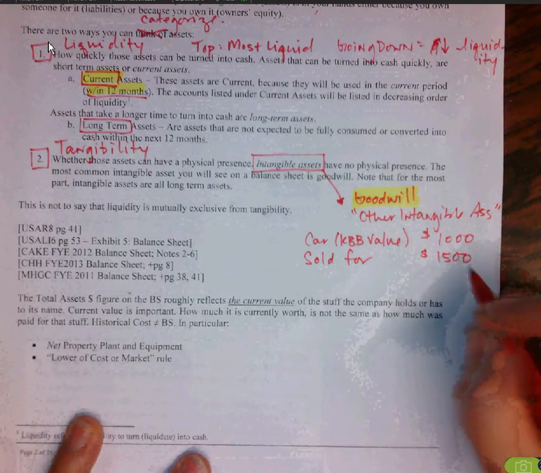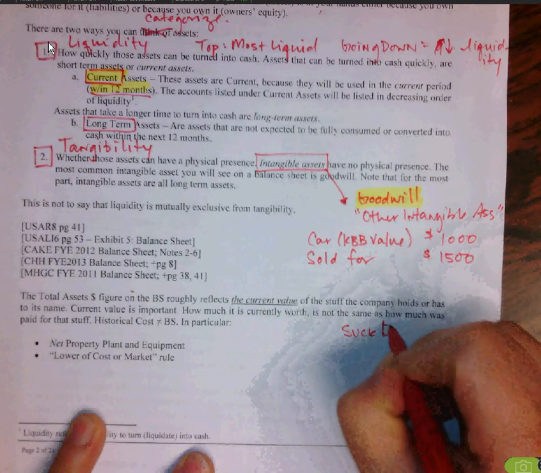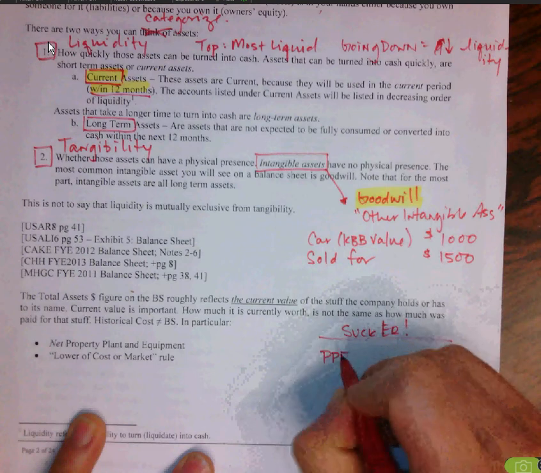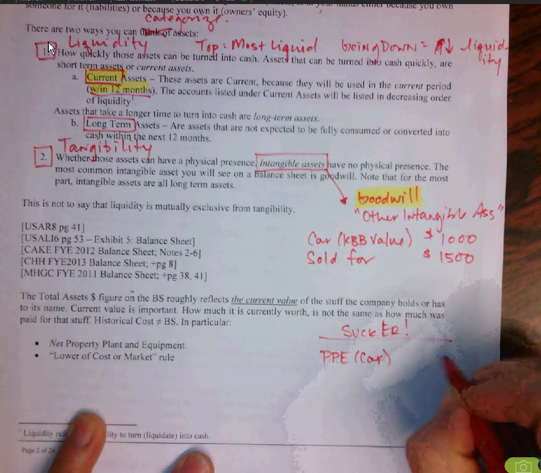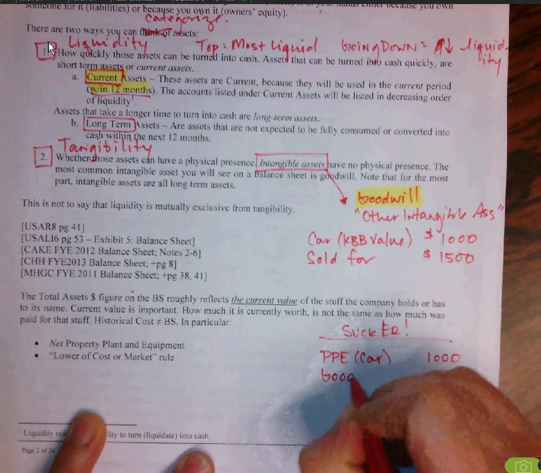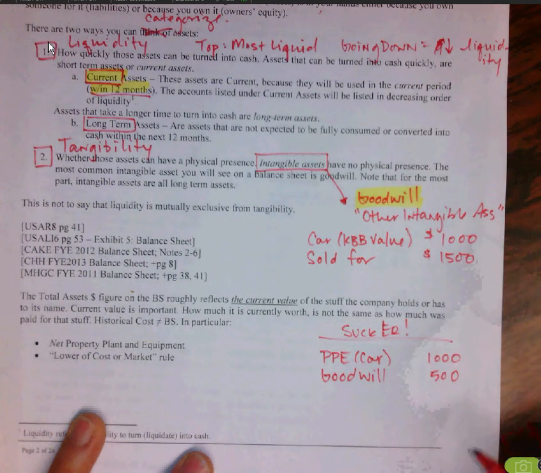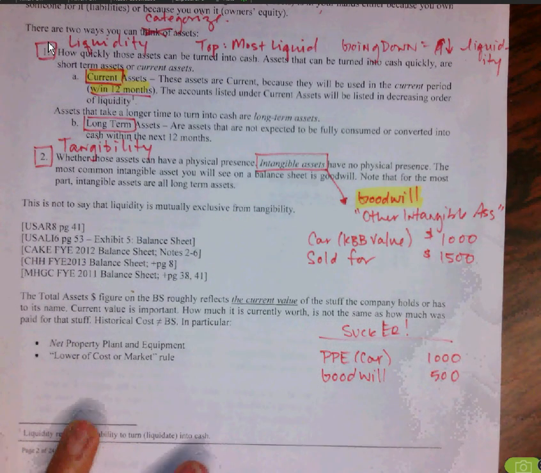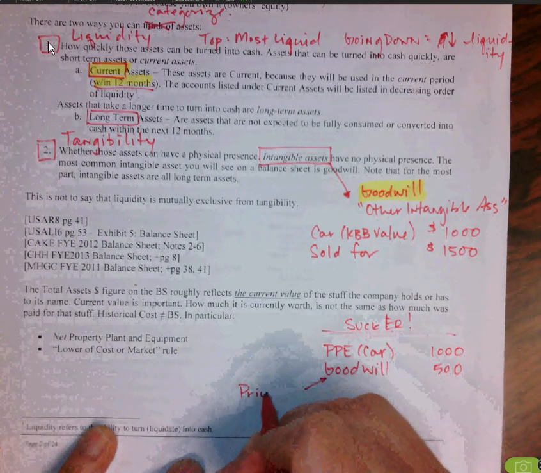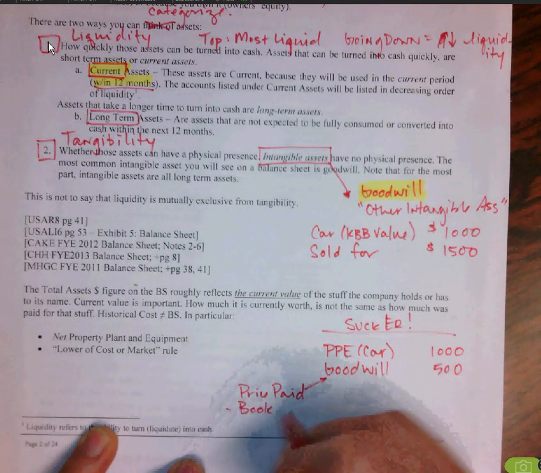On this sucker's balance sheet, they're going to list property, plants, and equipment, their car, for $1,000. And then they're going to list goodwill of $500 because they overpaid book value for my car. So you can think of this goodwill amount as the price paid minus book value equals goodwill.